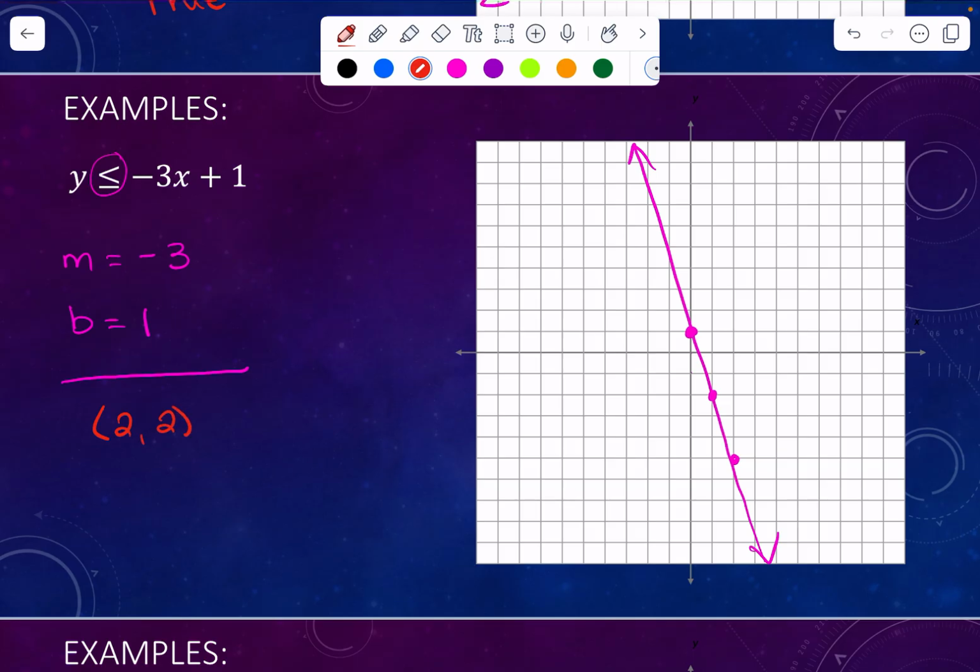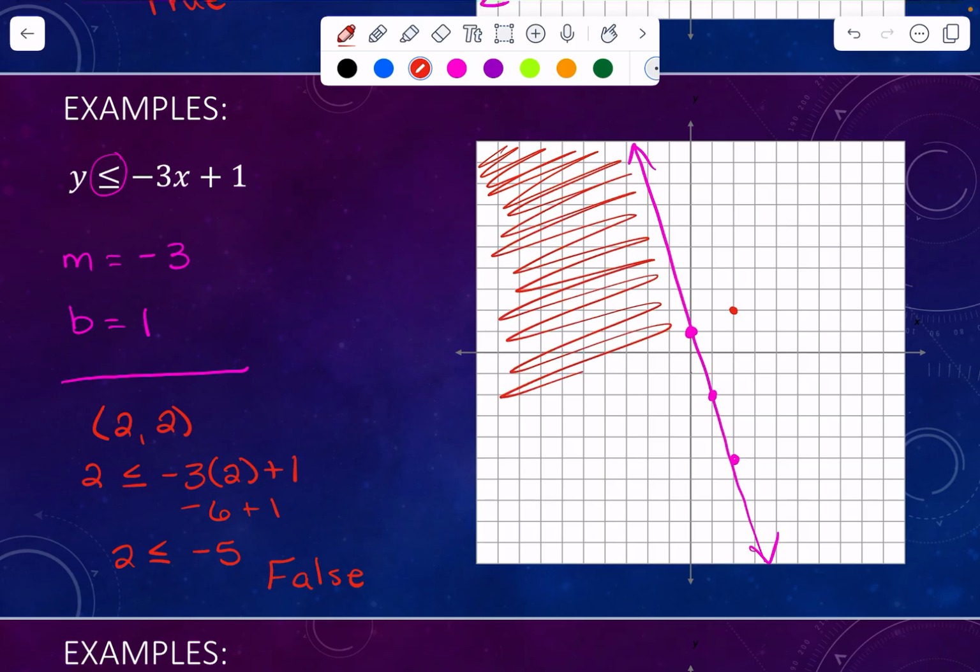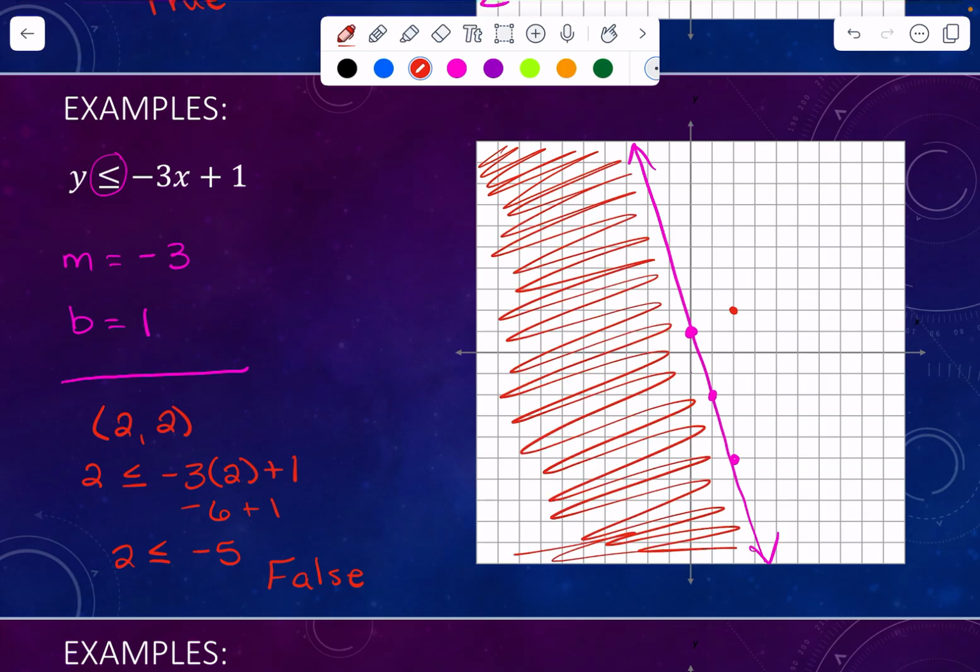Okay, (2, 2) is right here, not part of my line. So I'm going to plug that in. I'm going to go 2 is less than or equal to -3 times 2 plus 1. Well, -3 times 2 is -6, plus 1 would be -5. Now, here's the question. Is 2 less than or equal to -5? And that is no, that is false. So (2, 2) is on the right-hand side. Since that made it false, I'm going to shade the left-hand side.